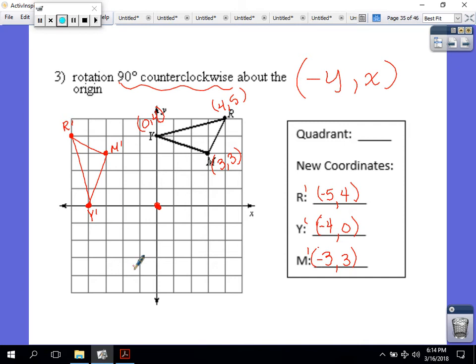So now we have our 270 degrees clockwise or 90 degrees counterclockwise. Remember, those are the same thing. So which quadrant did it end up staying in? If I draw my C, I see that's quadrant 2.